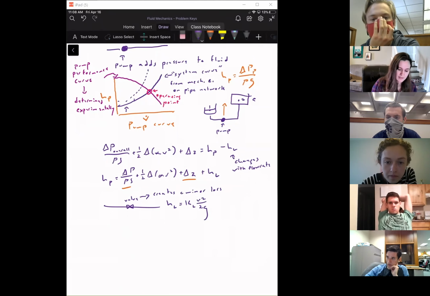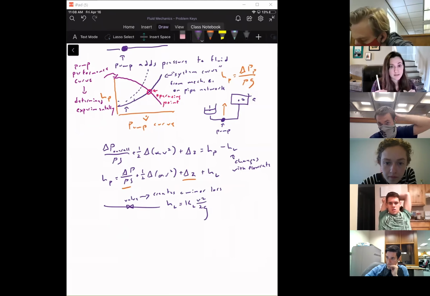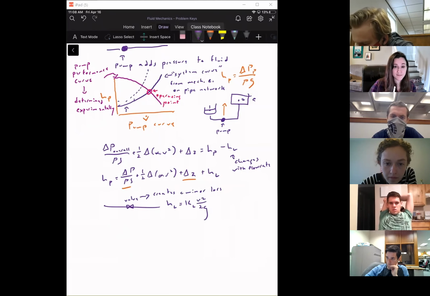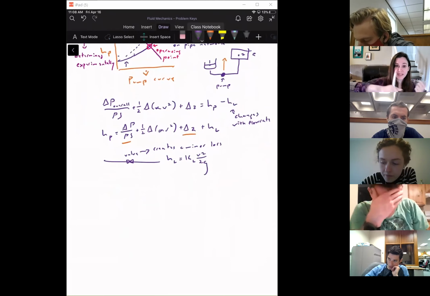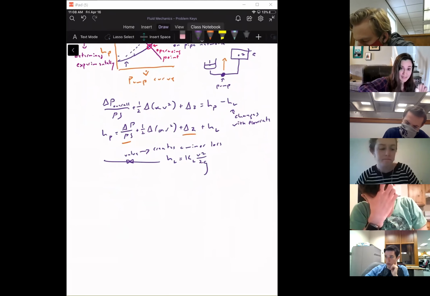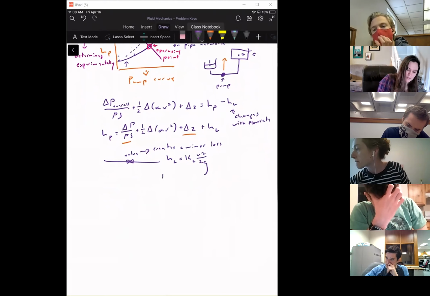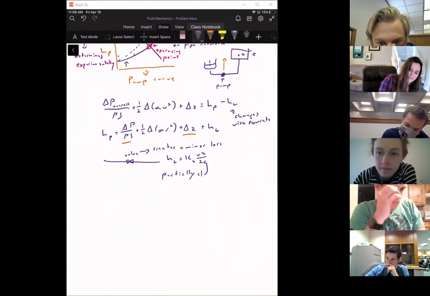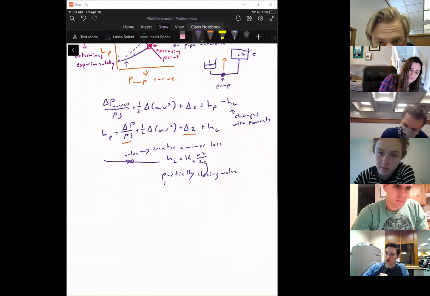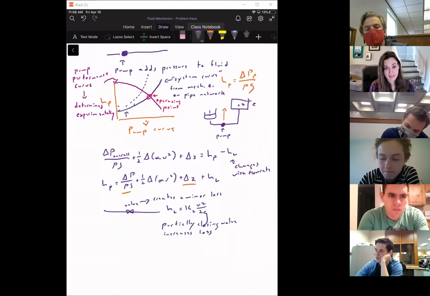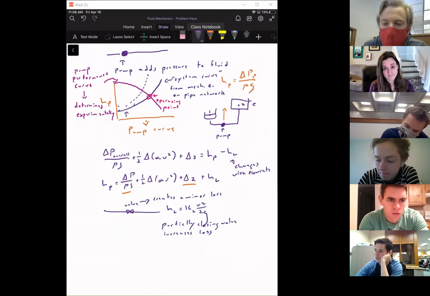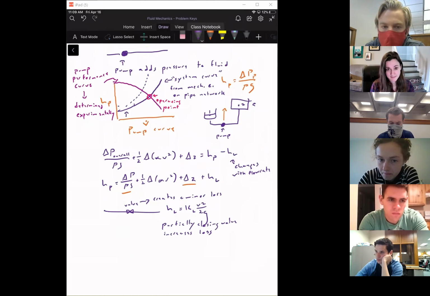Okay, so which do you think would cause more of a minor loss? A valve that's totally open or one that's half closed? Half closed for sure. So if you half close the valve, or depending on how closed it is, you'll get more or less loss. Partially closing a valve increases loss. So if it increases the loss, what will happen to the flow rate you'll get? It'll decrease.